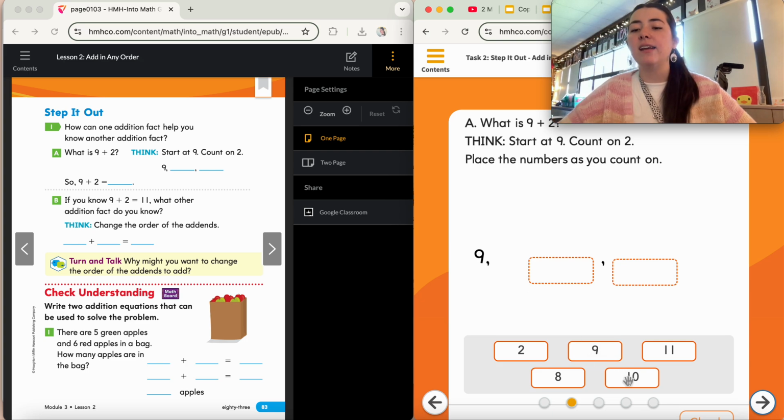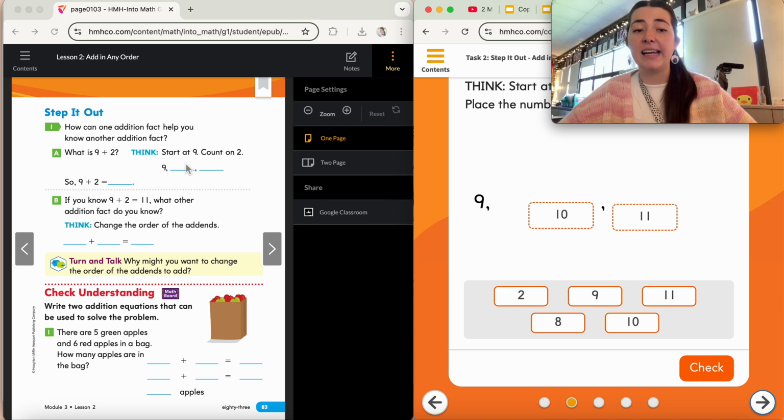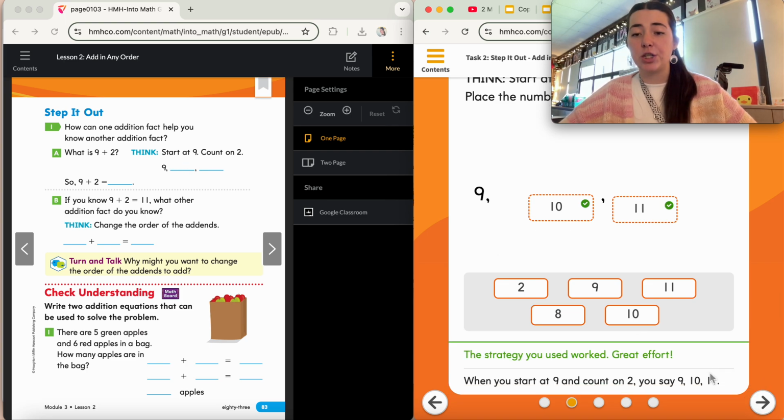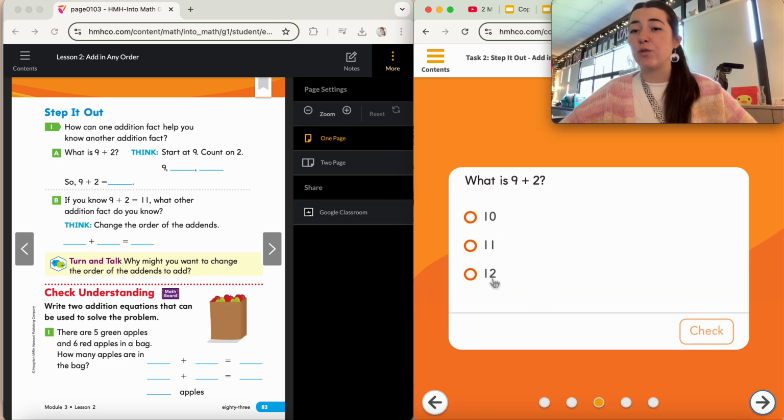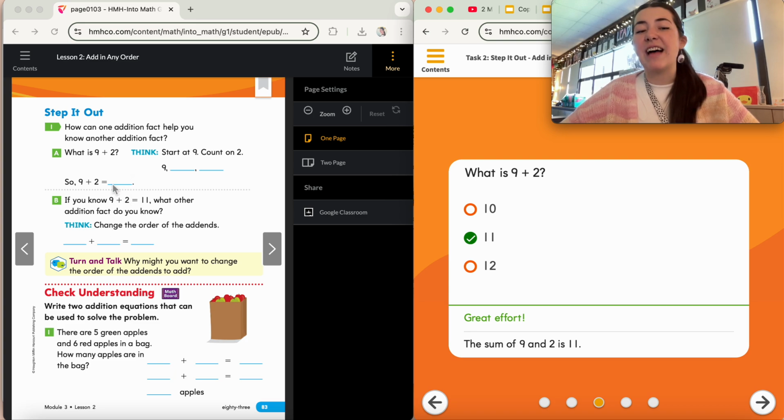So 9, and then 10. Your 10 will go there. And then next is 11. Your 11 will go there. Let's check and make sure we're right. So you should have 9, 10, 11. So 9 plus 2 equals what? 10, 11, or 12? 9 plus 2 equals 11. Very good job. So you should have an 11 written right there. 9 plus 2 equals 11.